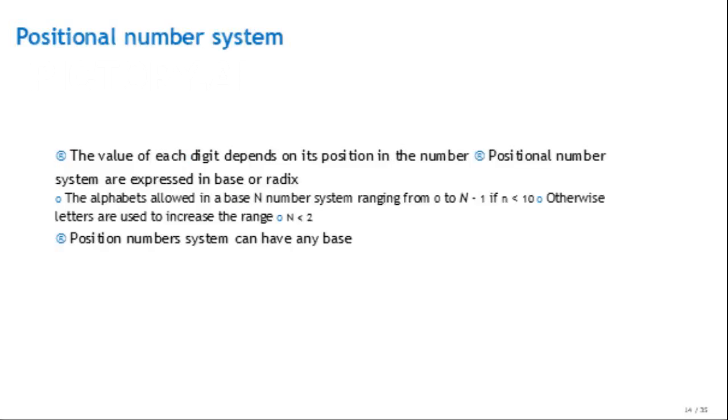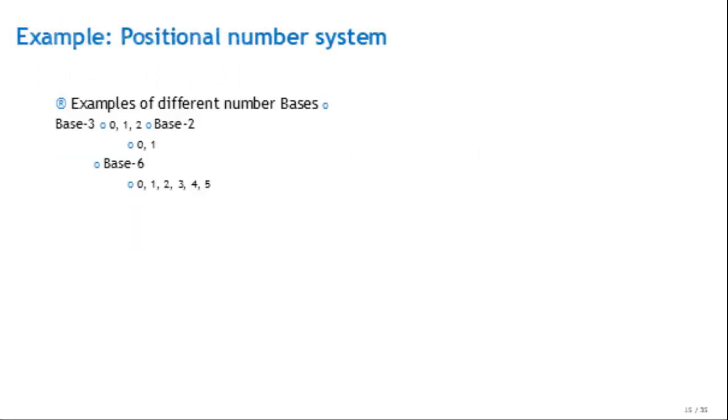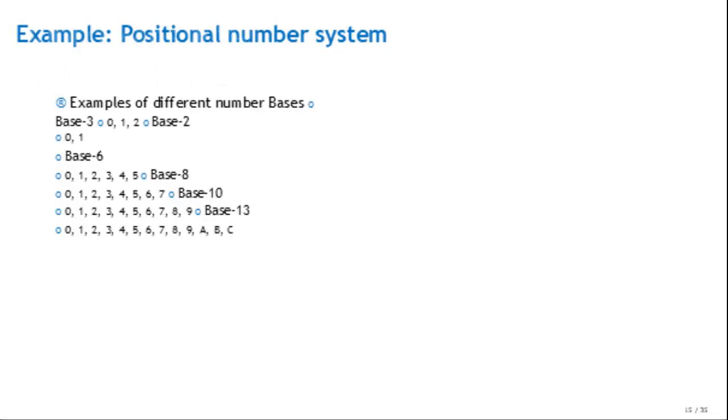In positional number systems, the value of each digit depends on its position. These systems are expressed in a base or radix, which can vary. Positional number systems can have different bases, such as base 2, base 6, and base 10. Each base uses a unique set of digits to represent values. Here are more examples of different bases, including base 8, base 13, and base 16. Each base expands the range of values that can be represented.